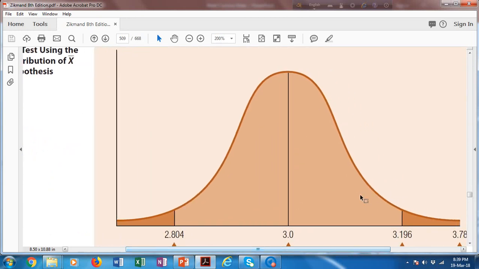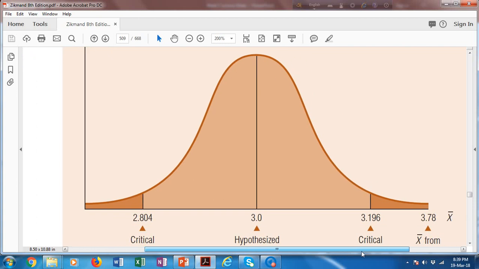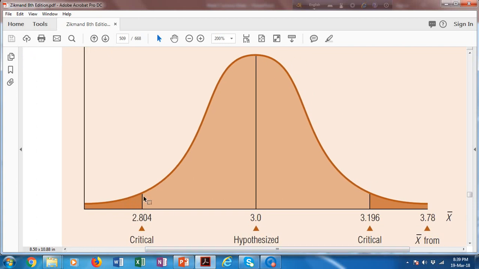Now in this sample distribution, look, this is our lower limit of the critical value and this is the upper limit of the critical value, 2.804 and 3.196. As I said, now we will check what our sample value is. If our sample value is within this upper and lower limit, we call it the acceptance region, so we will accept our null hypothesis. And if our sample value is in this region or this region, that we call the rejection region, then we will reject our null hypothesis.